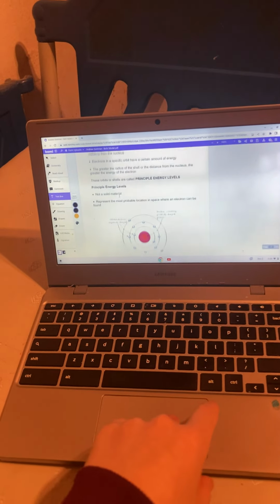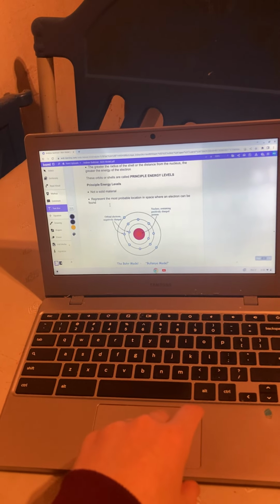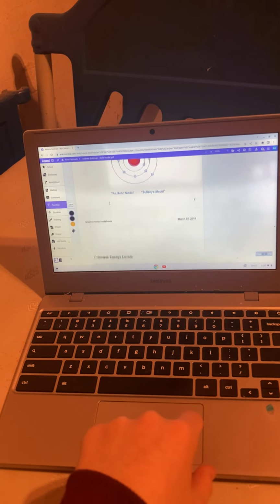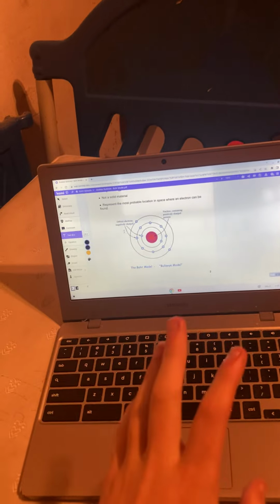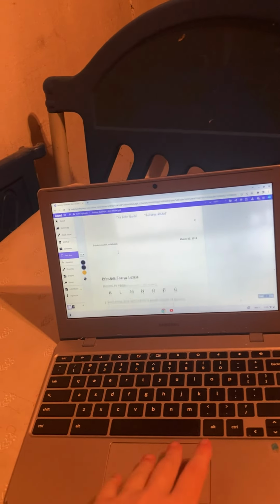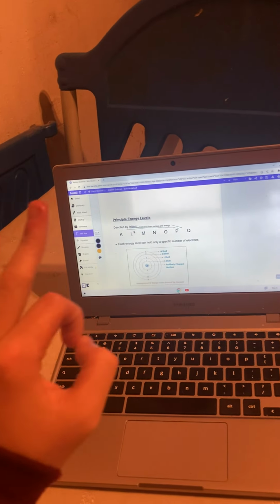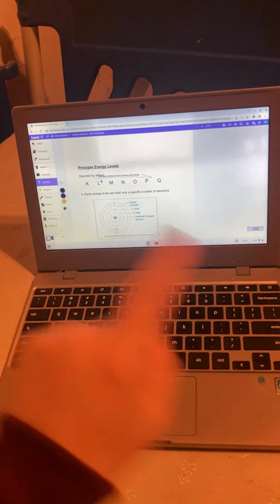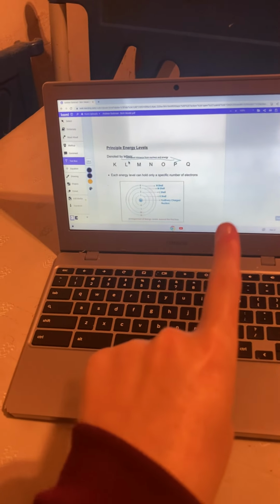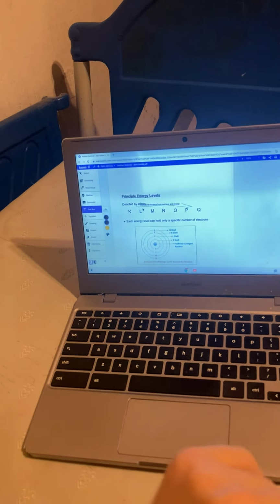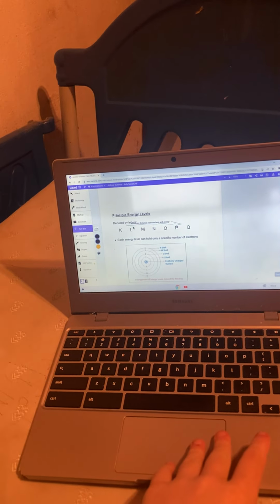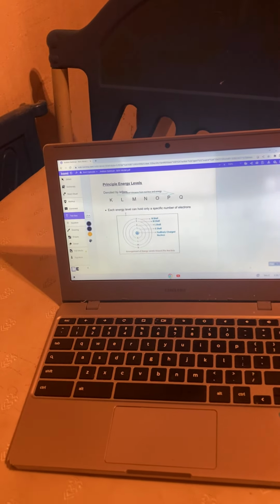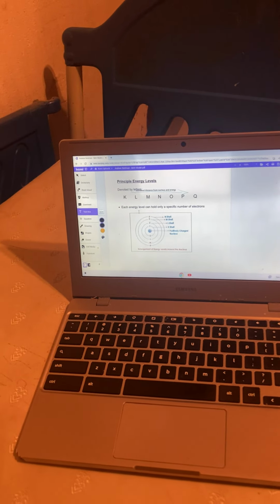It's not a solid material and represented the most probable location in space where an electron can be found. They don't actually have these fancy orbits. It's just made like this. They were initially denoted by letters K, L, M, N, O, P, Q. Why did it start with K? I have no idea. Each energy level can only hold a specific amount of electrons.